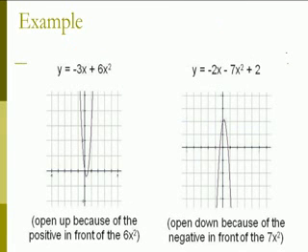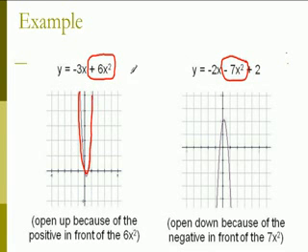Here's another example. Here, our x term and our x squared term are opposite, which they can be, it doesn't matter. We have to make sure we're looking at the right one. This is a positive x squared, and here is a negative 7x squared. So this one is going to open up because it's a positive, and this one is going to open down because it's a negative. You see your negative sign right there.